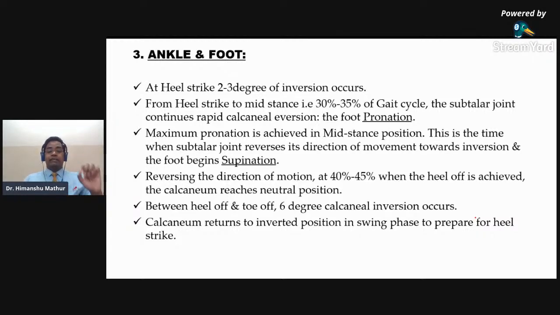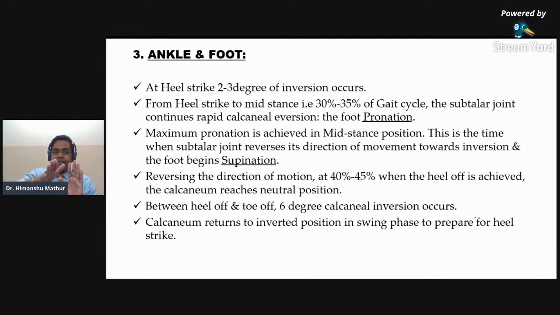So at the time of heel strike, I told you whenever you perform heel strike, the whole foot is in supination, and the component of supination is inversion. So that is what is written in the first point, that whenever you perform heel strike, there's 2 to 3 degrees of inversion that occurs. Now from heel strike to mid stance, as soon as I am starting to bear weight on my stance limb, from inversion it goes into eversion. Okay. So from supinated position, it goes into pronated position.